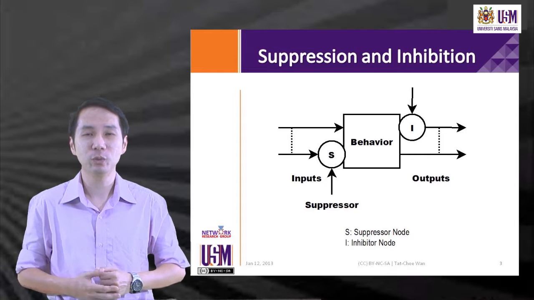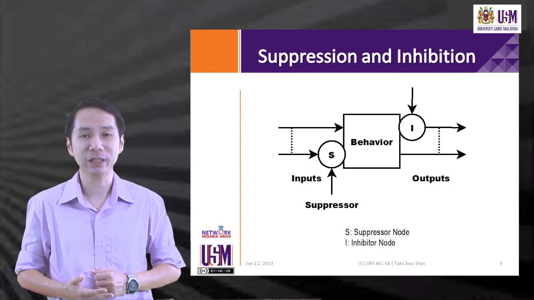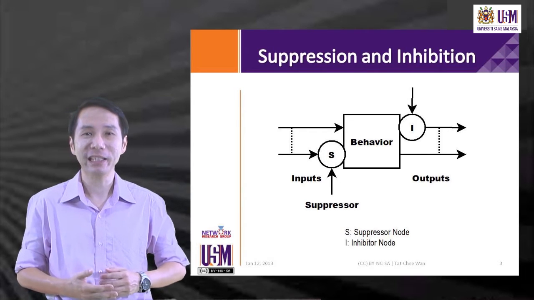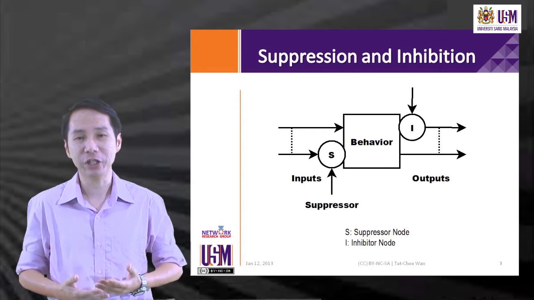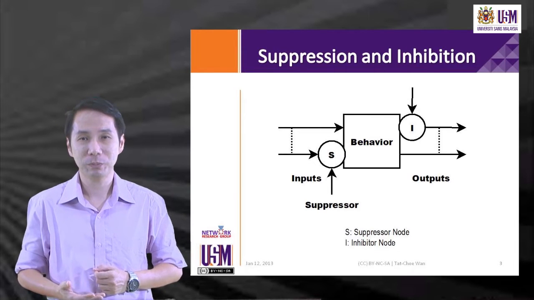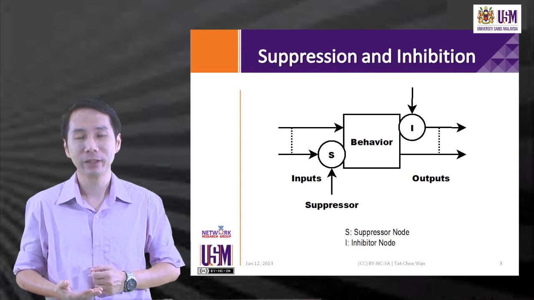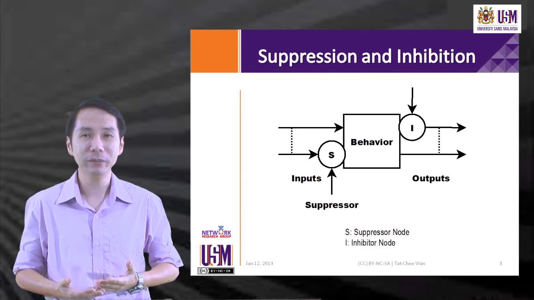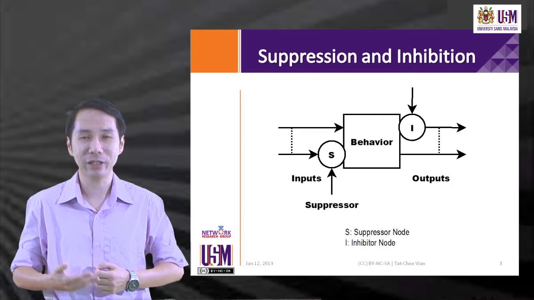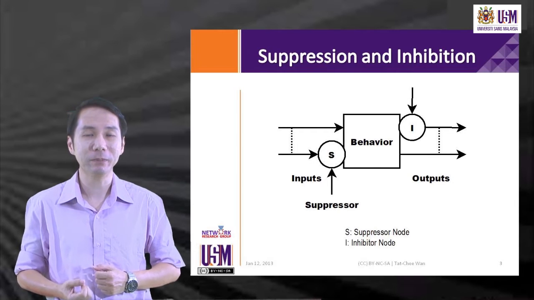First of all, we look into what suppression and inhibition are. In behavior-based robotics, inputs that are coming into the behavior for evaluation can be suppressed using a suppressor node. This prevents the input from being seen by the behavior. In addition, outputs from the behavior, such as actuator values that may be used for programming the controllers, may be inhibited by another behavior using an inhibition node.